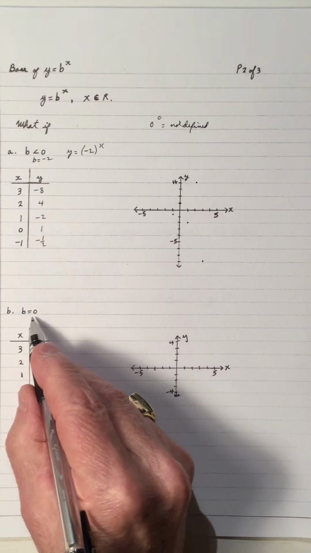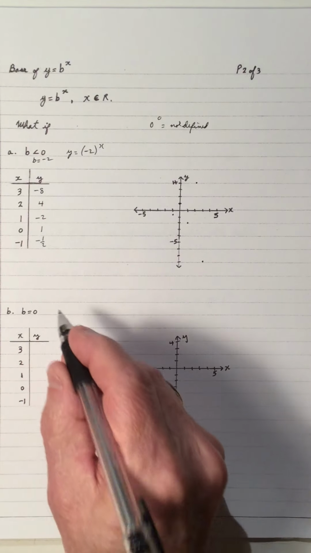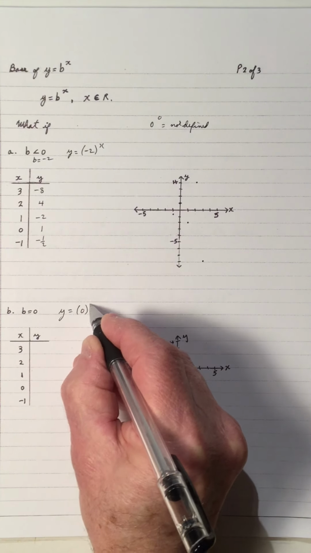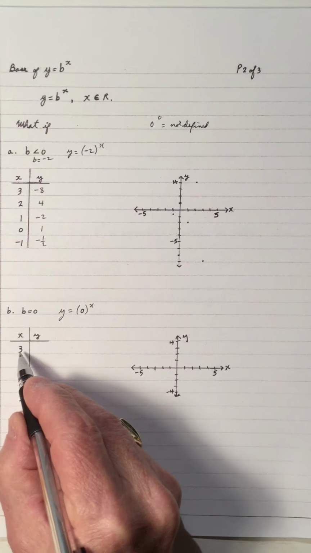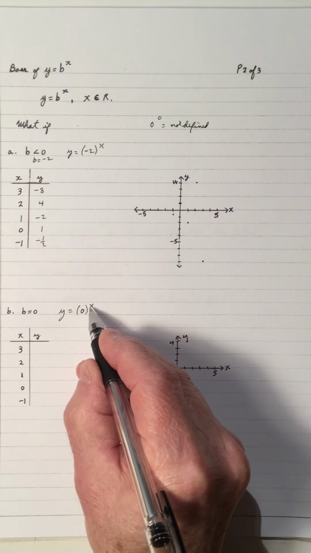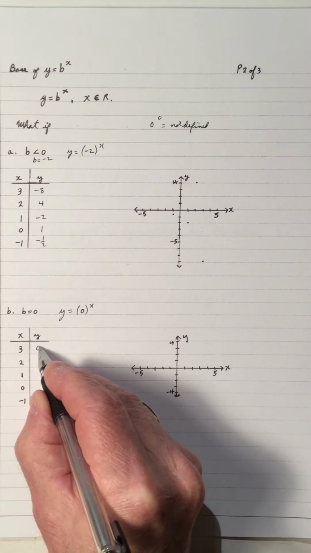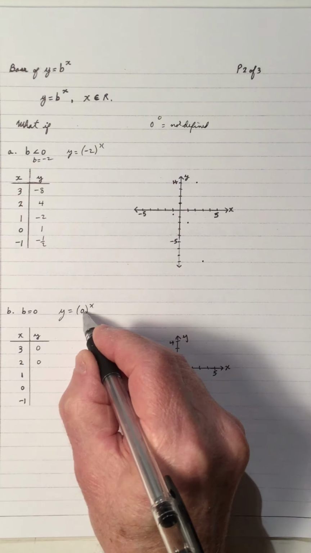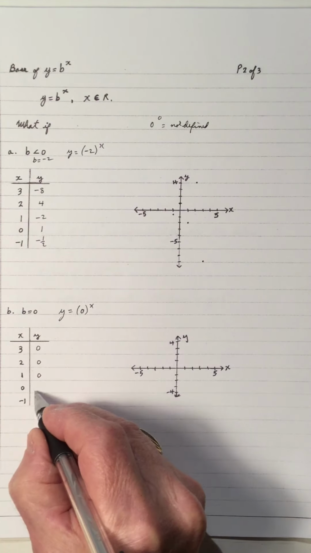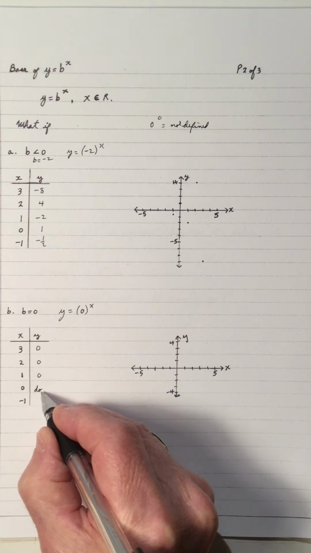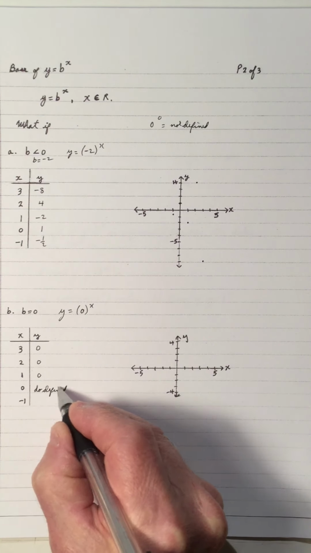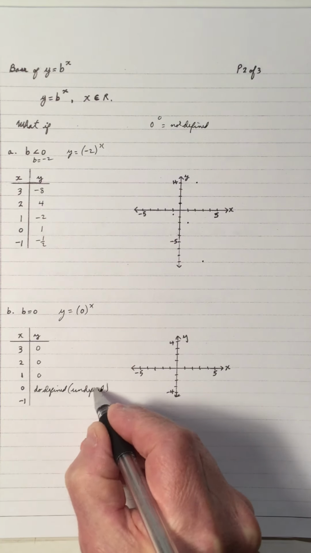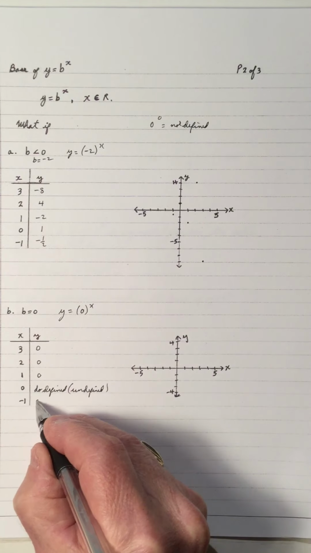Okay, let's look at when the base is equal to 0. That means we have y equals 0 to the x. Again, let's take x to be 3. 0 cubed is 0. 0 squared is 0. 0 to the 1 is 0. 0 to the 0 is not defined, or we could say it's undefined. Check with your calculator; we discussed this before. 0 to the negative 1 is 0.